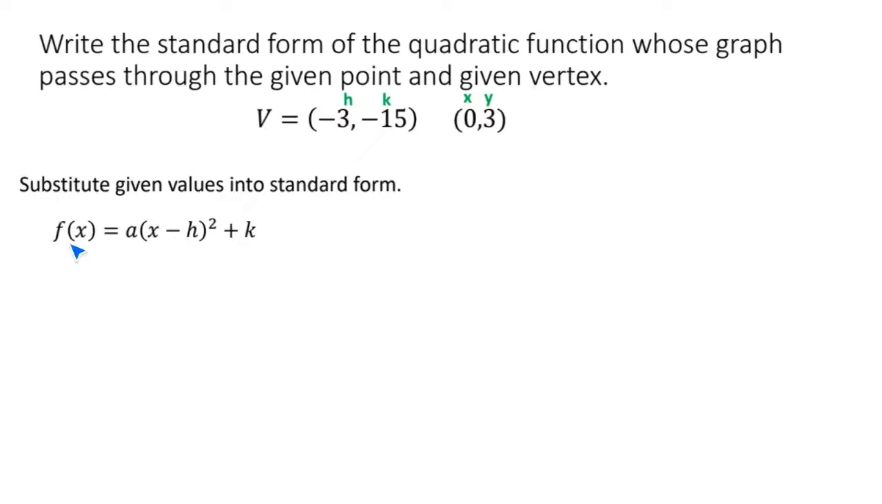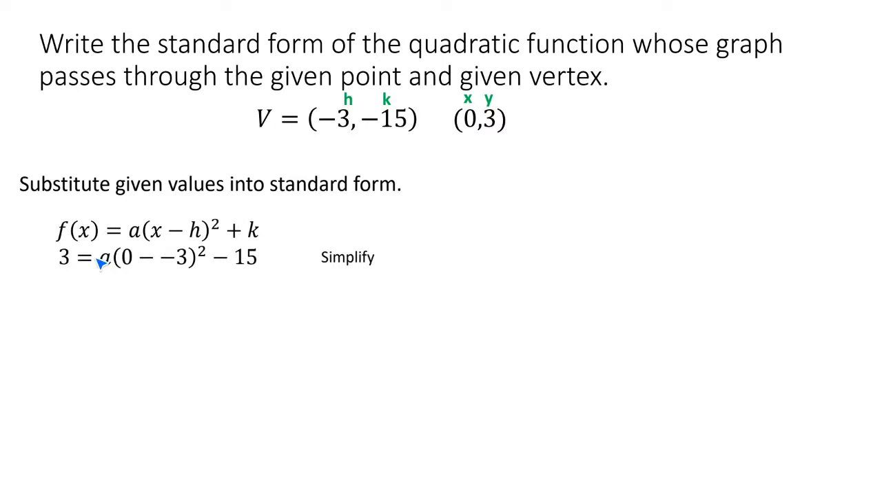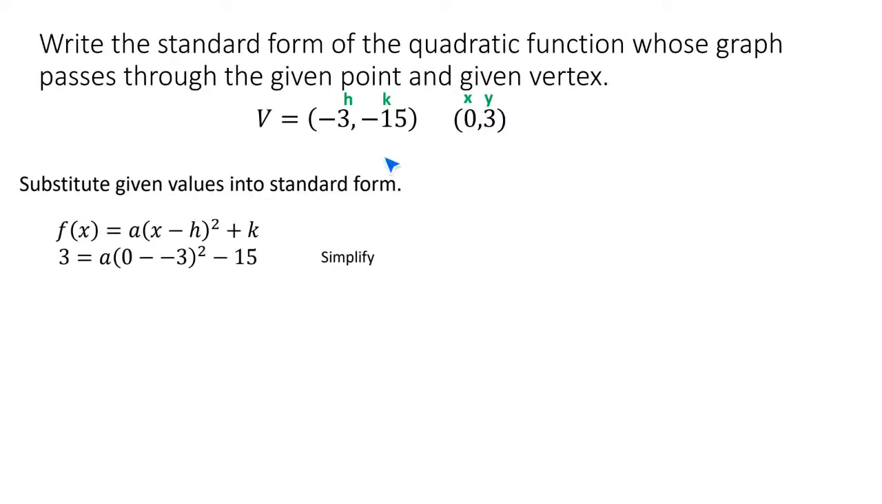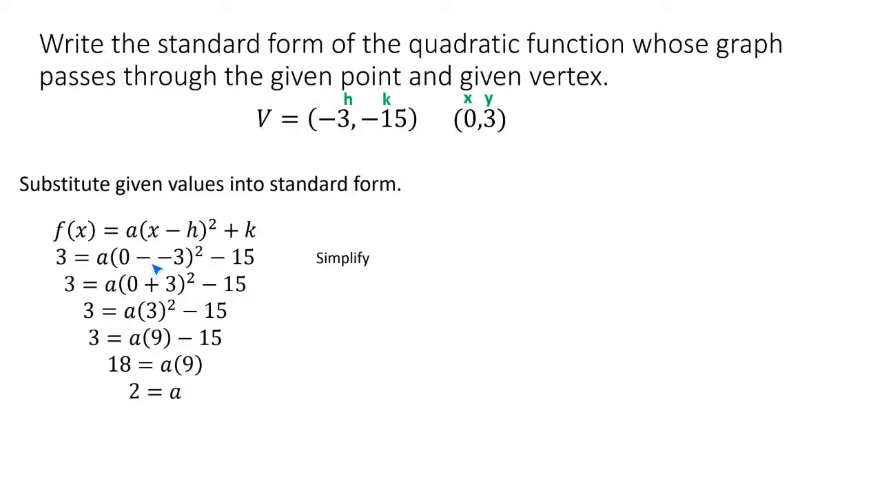So f of x is my y, so I plug in a 3. And then I have a, I don't know what a is. X is 0, so I plug in 0. And then my h is -3, and my k is -15. So we're going to simplify. Negative negative is a +3, and so 0 plus 3 is 3. 3 squared is 9. So we're at 3 equals a times 9 minus 15.